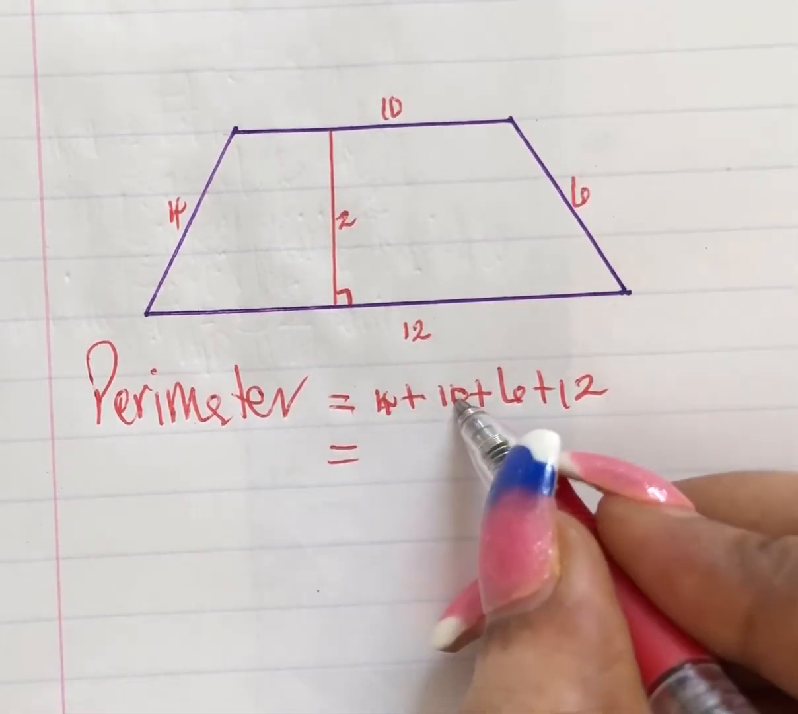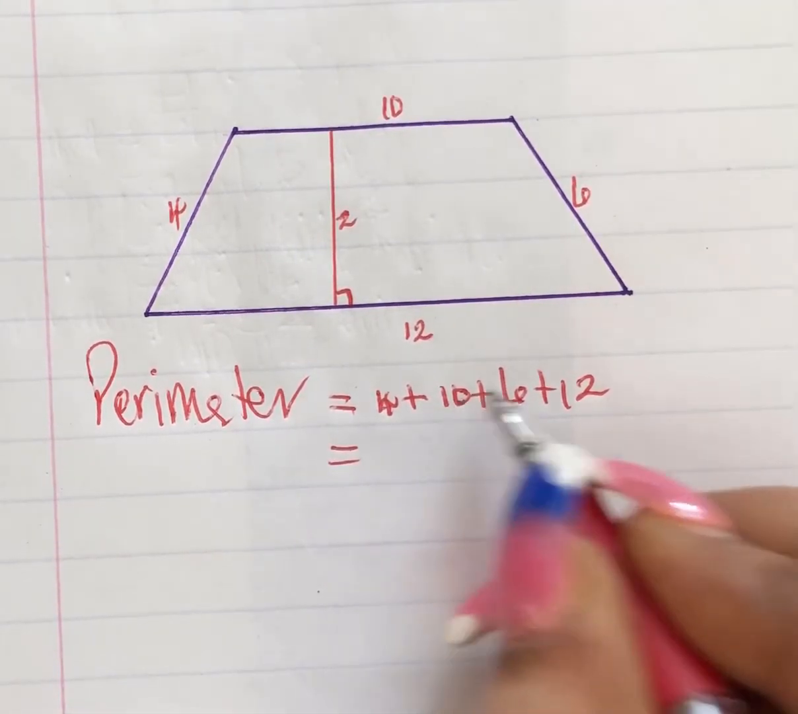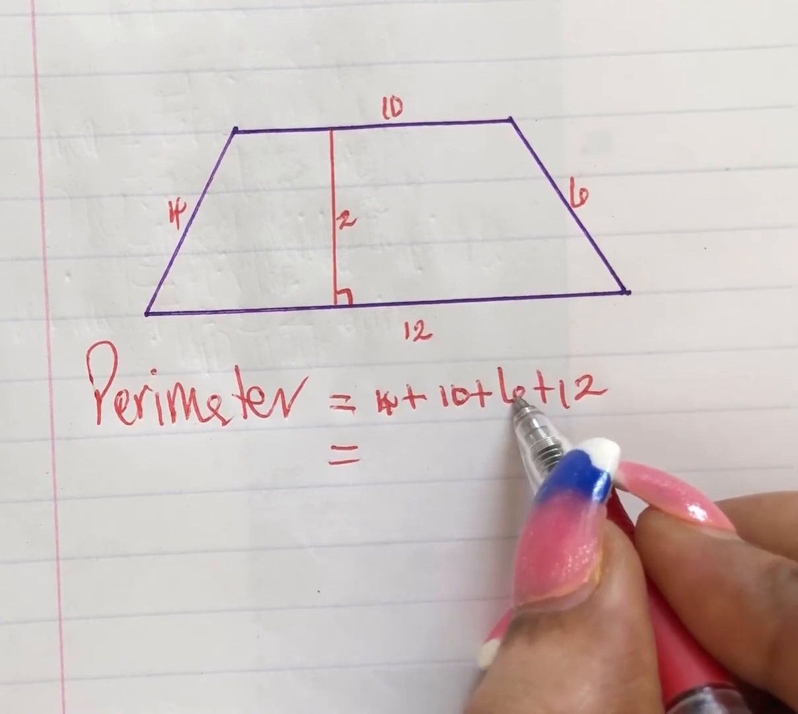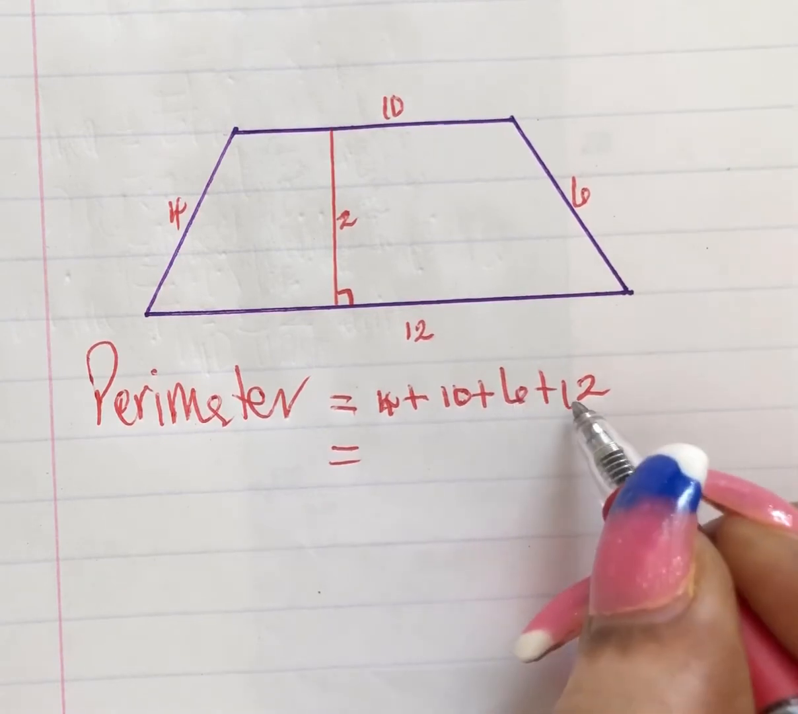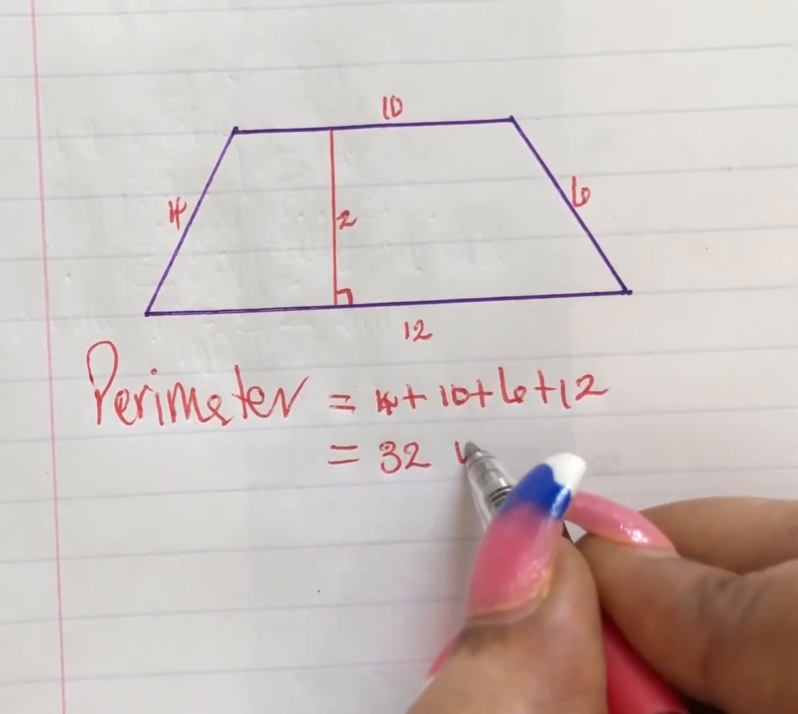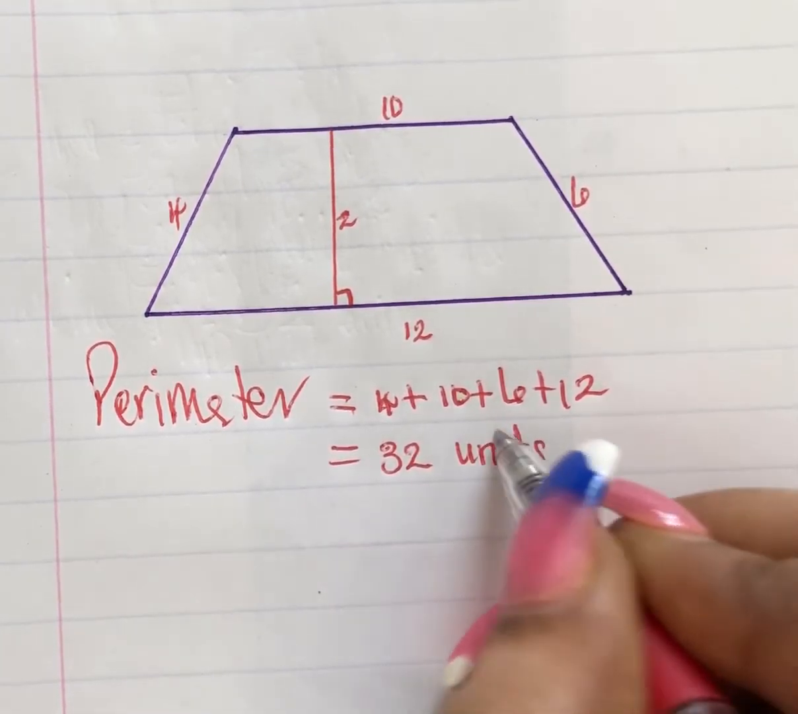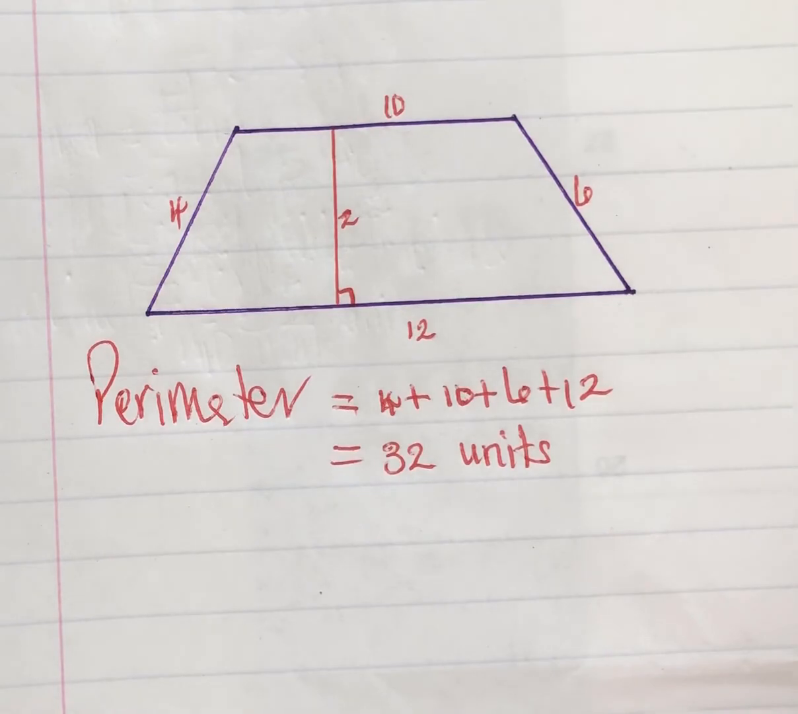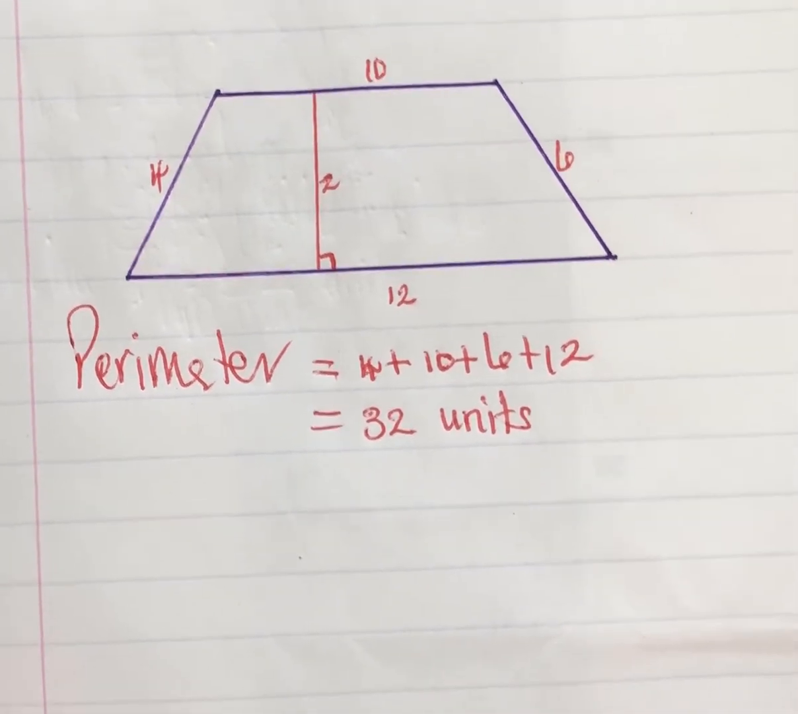4 plus 10 is 14. 14 plus 6 is 20. 20 plus 12 is 32. And we say 32 units. Alright? And I want to do one more thing with this shape.